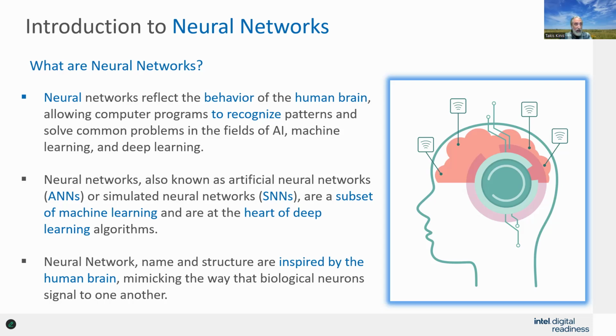All right, so the acronyms, that second bullet: neural networks is usually what we're going to call them. We also call them artificial neural networks, and simulated neural networks, each with their own acronym, but they're part of machine learning. And they're what really drives the deep learning algorithms, which are an even deeper subset of machine learning, right?